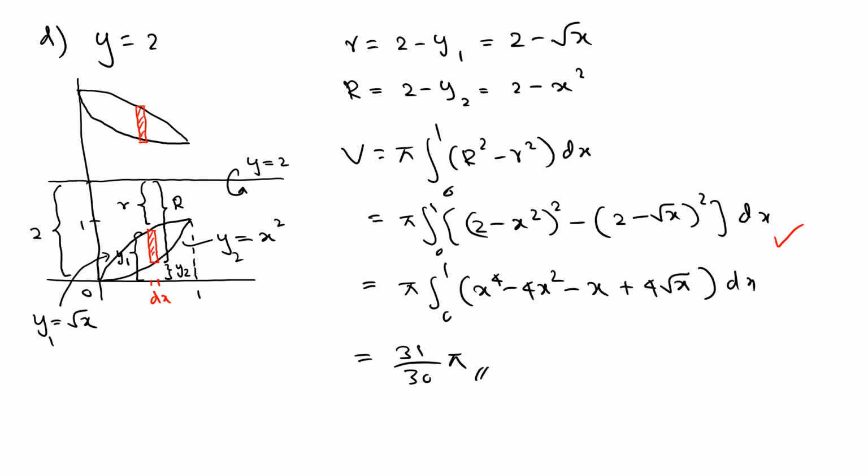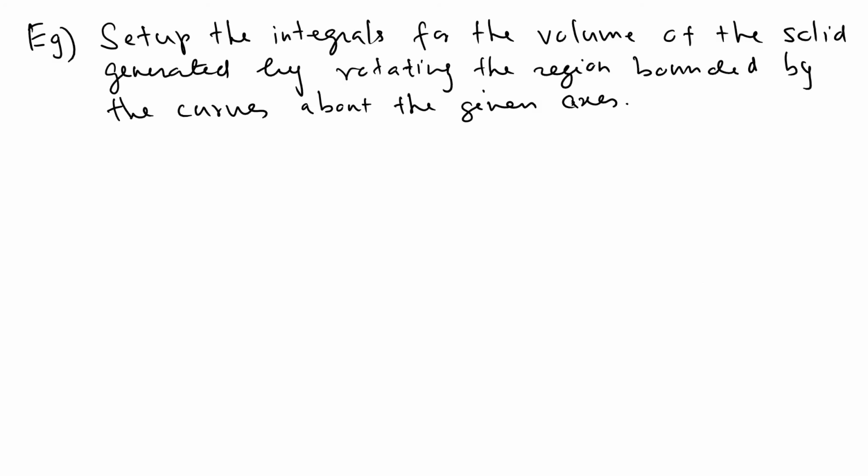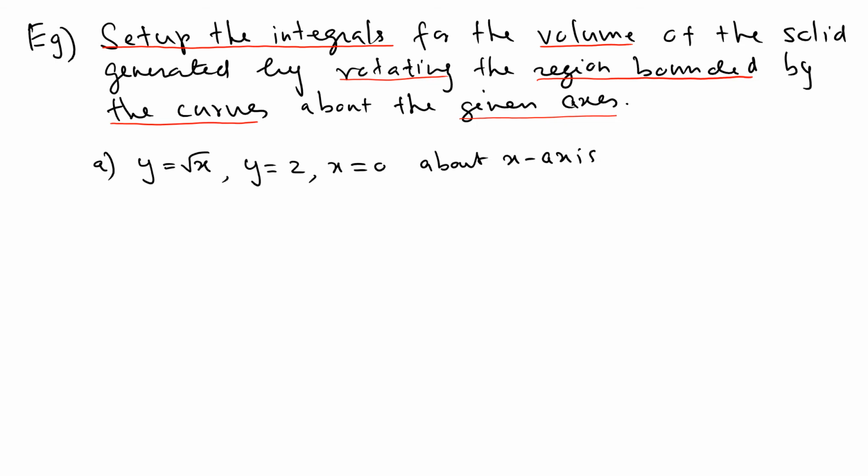We're going to set up the integral for several different curves. The problem says set up the integrals for the volume of the solid generated by rotating the region bounded by the given curves about the given axis. Let's talk about this one as the first example. The region is bounded by y equal square root x, y equal 2, x equals 0, about the x axis.